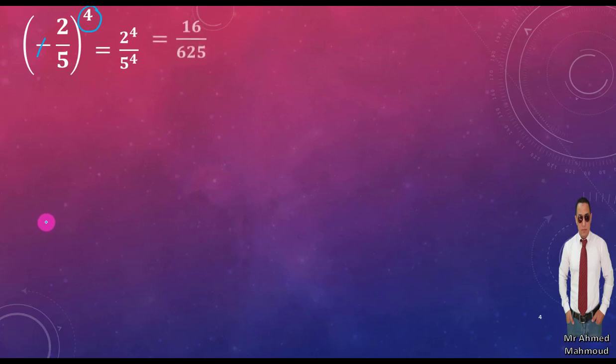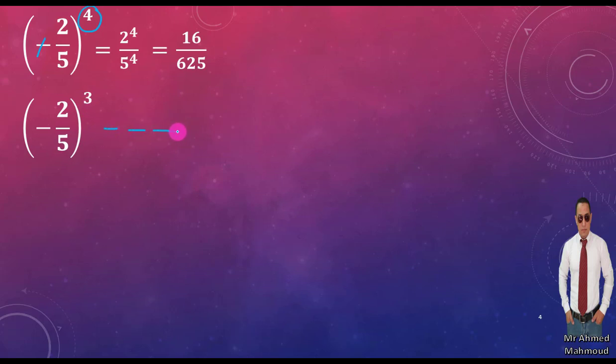Another example: if I have negative 2 over 5 all to the power of 3, I have here 3 negatives: 1, 2, 3. Negative times negative equals positive. Finally, I have a single negative. I can't cancel this one. So the answer, with power 3, will be negative: negative 2 to the power of 3 over 5 to the power of 3.